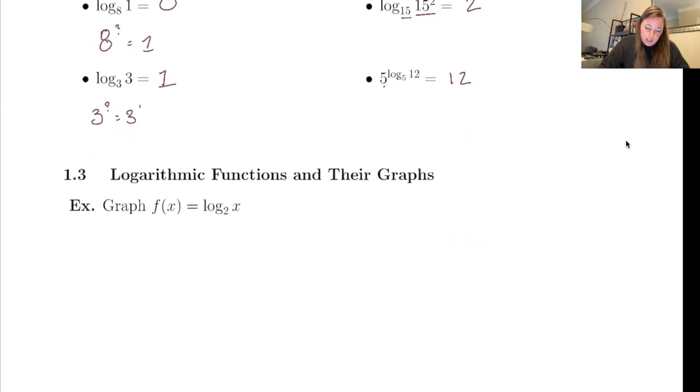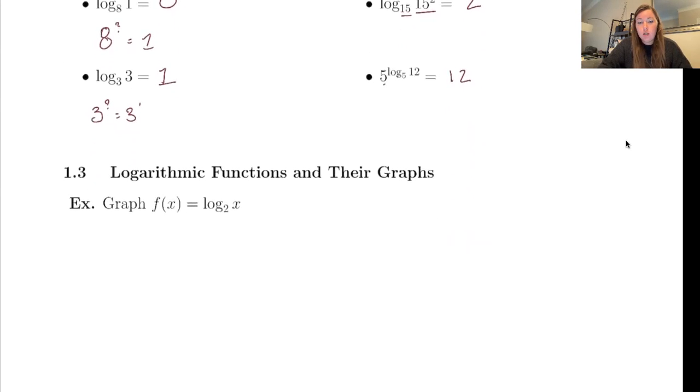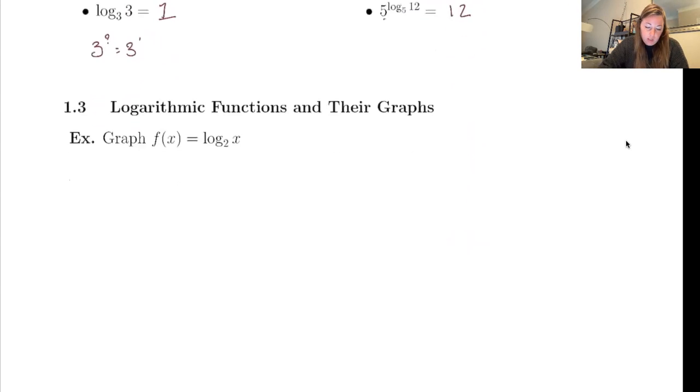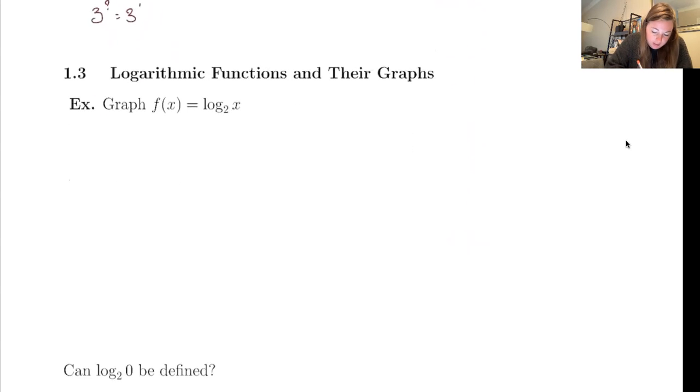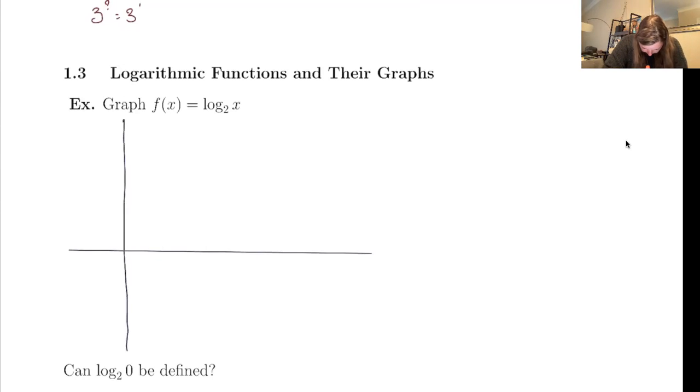So, logarithmic functions and their graphs. We know that logarithms are invertible because their inverses are exponentials. And exponentials are 1-to-1, so logarithms are going to be 1-to-1. And we know that they're functions. I know my domain is 0 to infinity, so I'm not even going to really draw that many things over there.